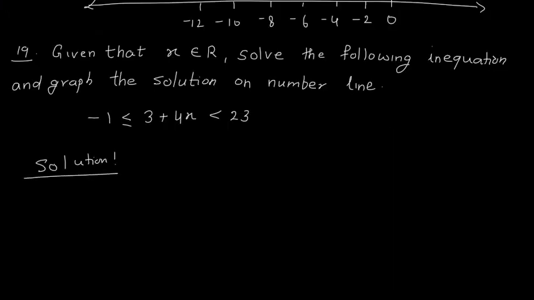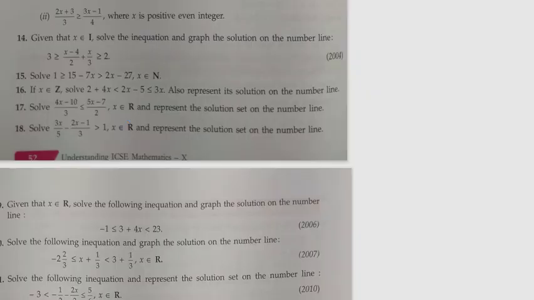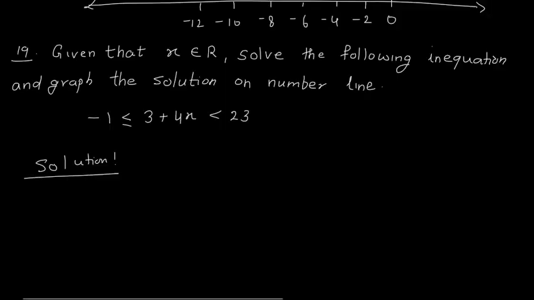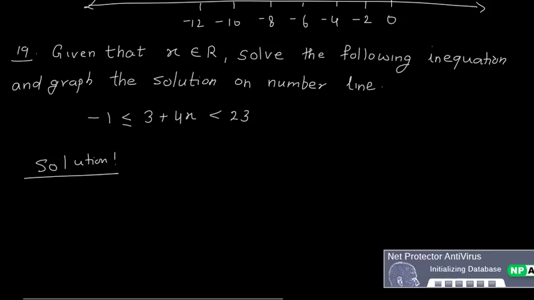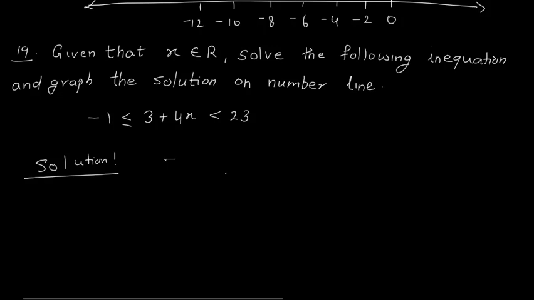Now let us see question number 19. Given that x belongs to real numbers, we have to solve the following inequation and graph it on the number line. The problem is minus 1 is less than or equal to 3 plus 4x, and this is less than 23. So what we do? We subtract 3 from each side.